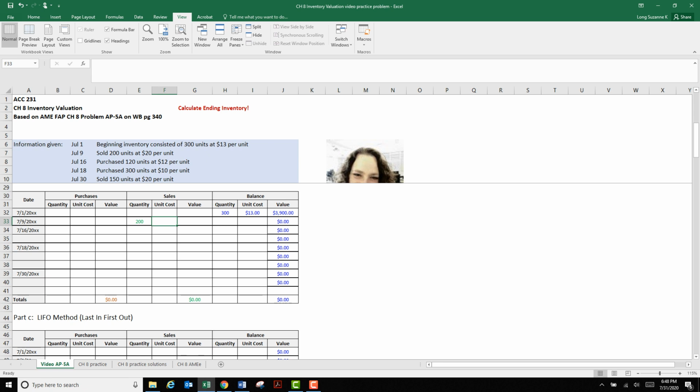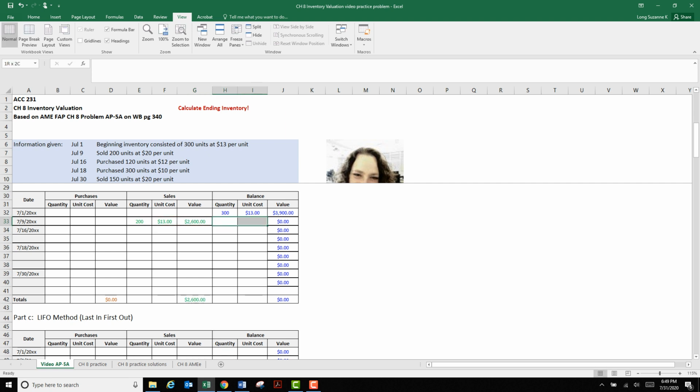It says we sold 200 at 20. Now remember, this is the selling price. We don't want the selling price, we want cost. What's the cost of the 200 units that were sold? The cost is 13. And then we need that times that.